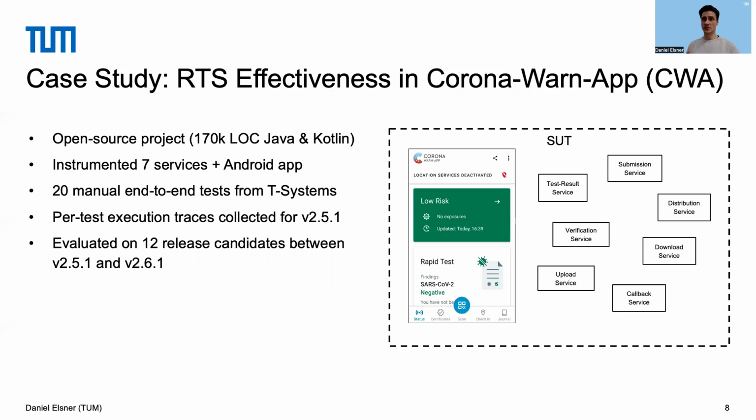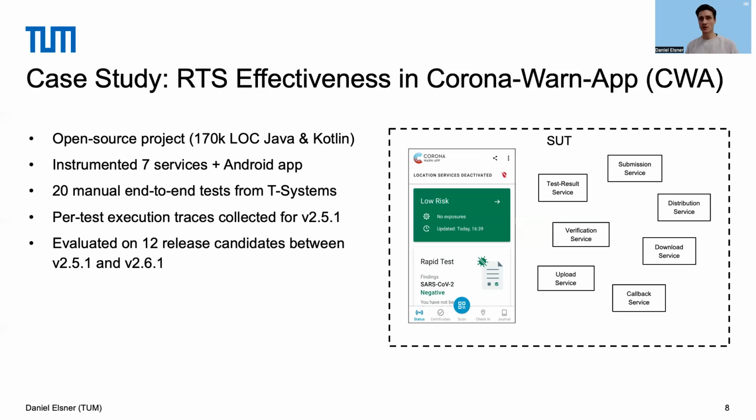We also consider the Android application that serves as a client for the regression tests that are run against the entire software system. From our industry partner T-Systems, we got 20 manual end-to-end regression tests, and we executed those end-to-end tests manually on one version to collect the per test execution traces that we need for the test selection of subsequent releases.